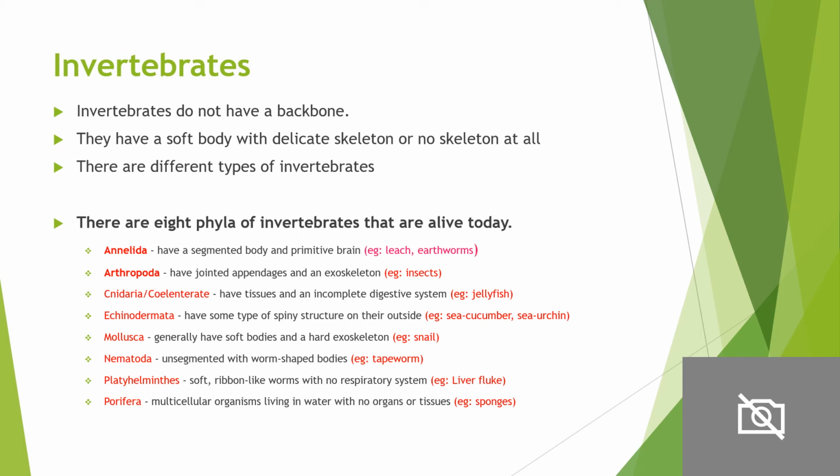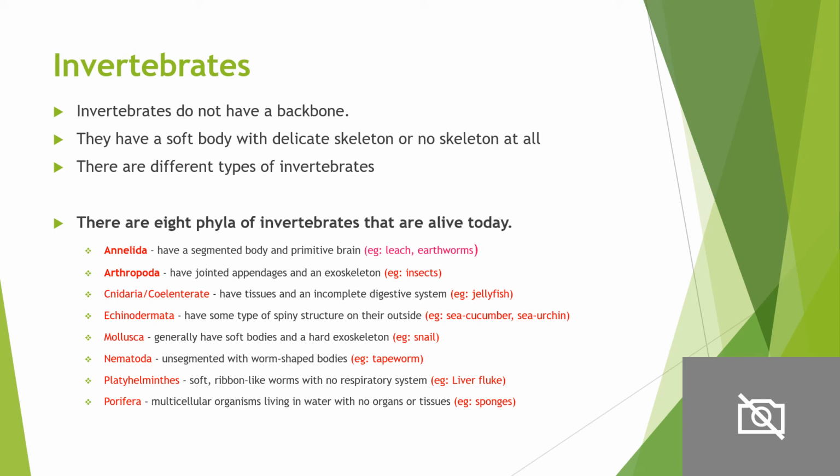Annelida, just a brief: Annelida has a segmented body and a primitive brain, for example leech and earthworms. Arthropoda have jointed appendages and an exoskeleton. They have a skeleton, as I discussed in the earlier slide, where some invertebrates have no skeleton or a delicate skeleton. Exoskeleton, for example insects.